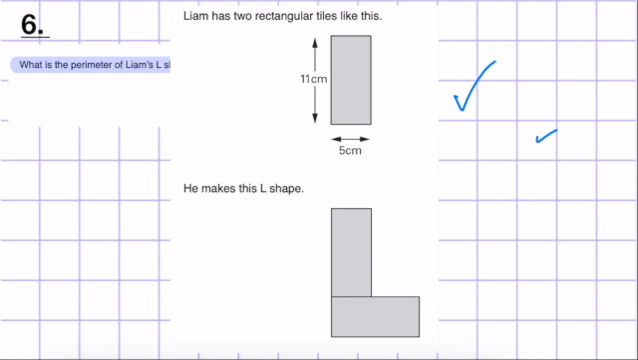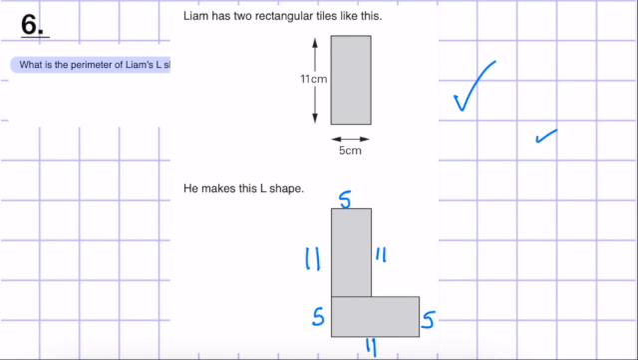Okay, I'm going to write on to the L shape the length of each part. So I know that this is 11 centimetres. This is 5. Now, just to make things a little bit easier to read, I'm not going to put on the centimetres, although I will do that when I write my answer. This is 11. This is 5. This is 5. And this is 11.